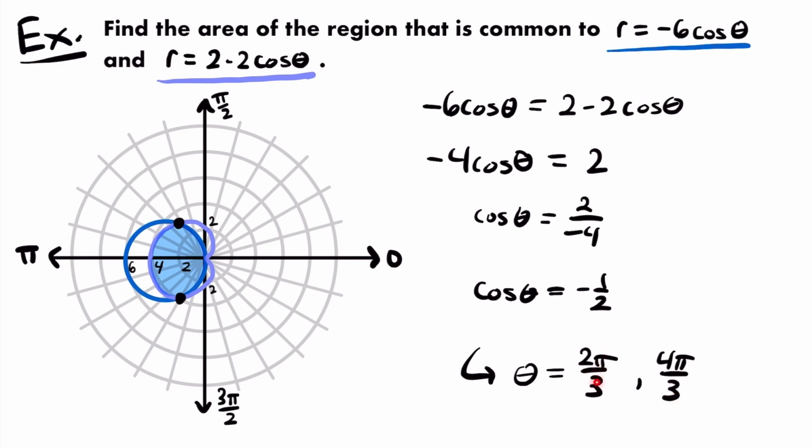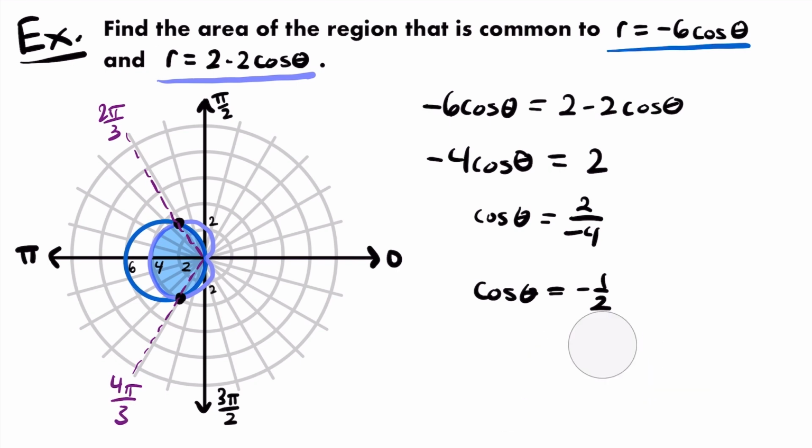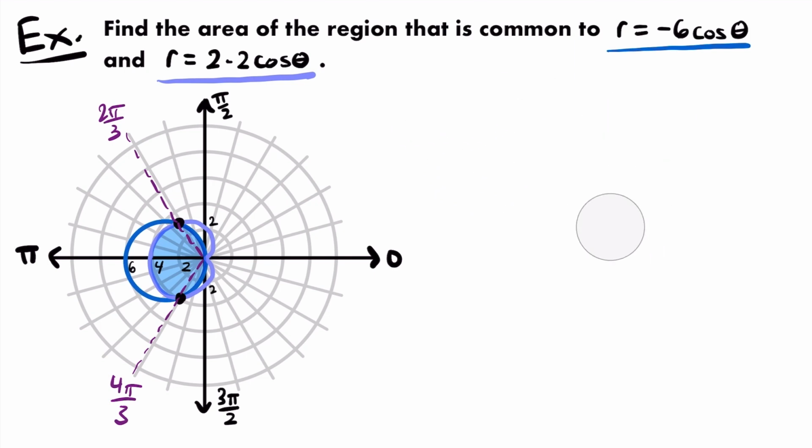And so an angle of 2π/3, that's 2/3 of the way to π, that corresponds to this point right here. So this angle right here is 2π/3. And then 4π/3, that's 1/3 of the way to 2π, right? 3π/3 is π, and so another π/3 will take us 1/3 of the way to 2π. So that corresponds to this angle right here with that point, and so that is 4π/3. Okay, so now we know the angles of the points where our two curves intersect.